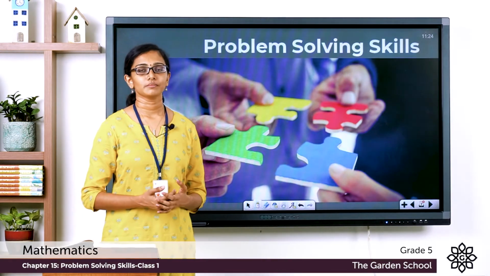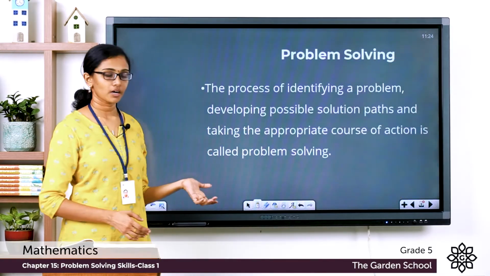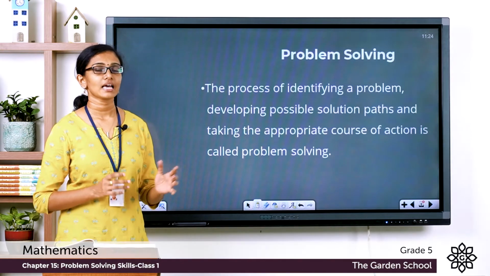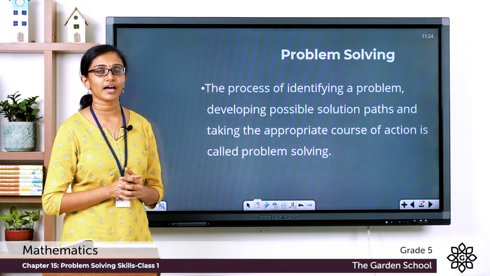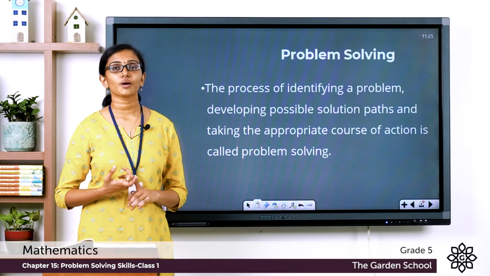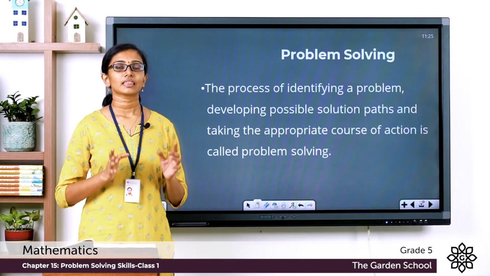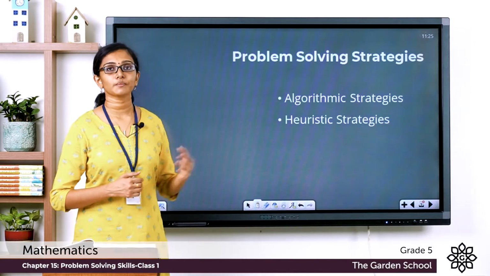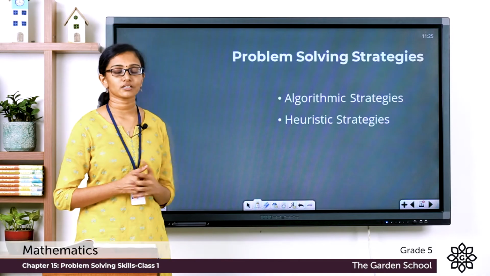So what do you mean by problem solving? The process of identifying a problem, developing possible solution paths, and taking the appropriate course of action is called problem solving. And you see, there are different strategies or methods used in problem solving. The two basic strategies used in problem solving are called Algorithmic Strategies and Heuristic Strategies.